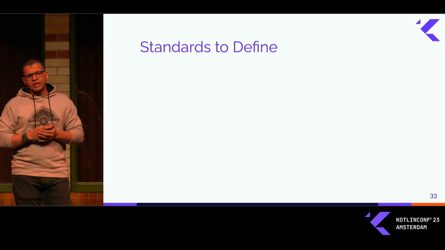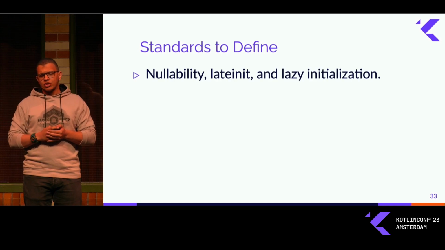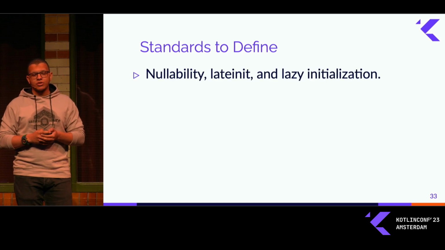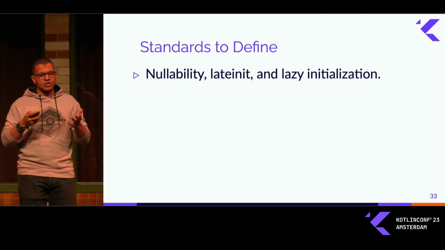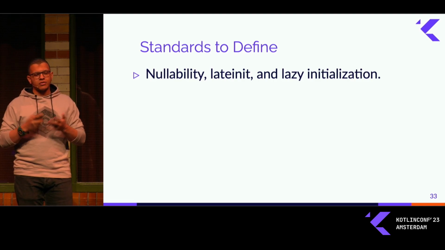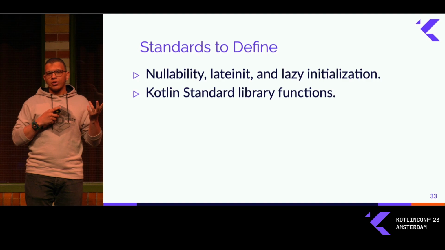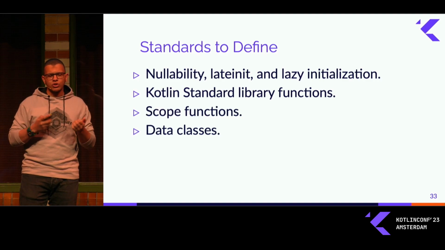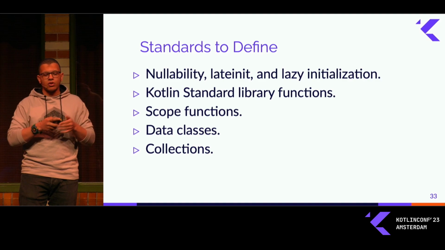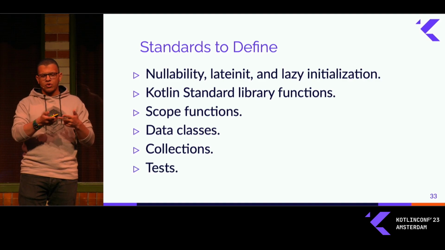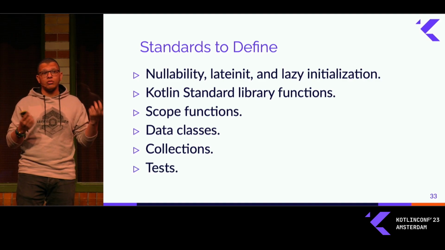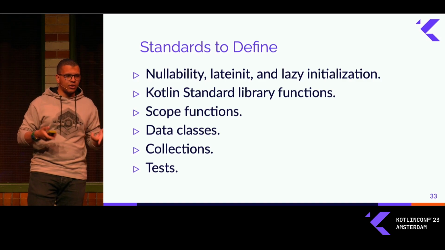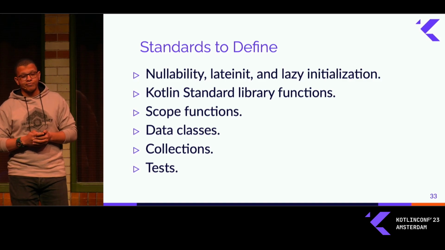So what are some standards to define in this guideline? Define some standards related to Kotlin-specific features such as nullability, lateinit, lazy initialization, how we are going to use the Kotlin standard library functions, scoping functions, data classes, and even collections and tests. Maybe you don't like the backtick in the unit test. It is up to you, of course.